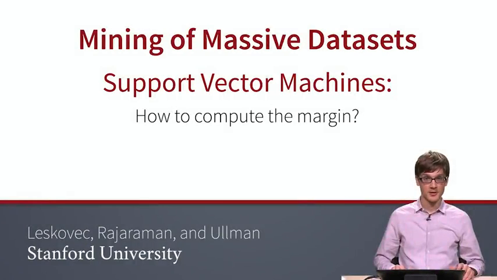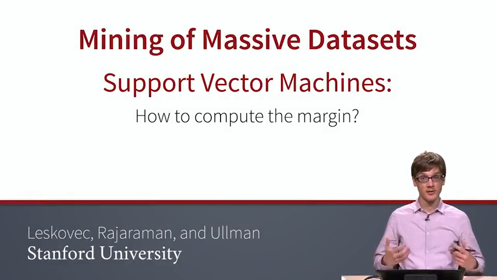Having defined the support vector machines optimization problem, now we want to solve it. So what does this mean? We want to find the vector W and the bias parameter B. So here is our optimization problem, right?